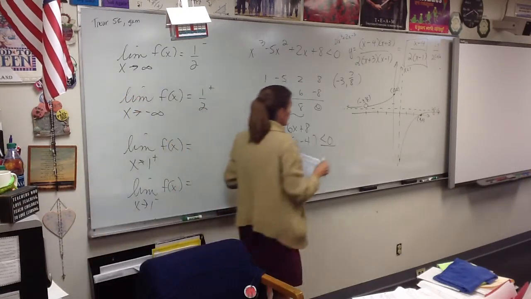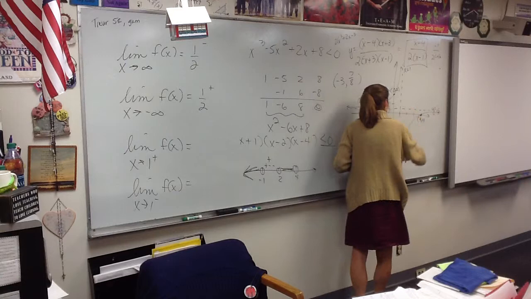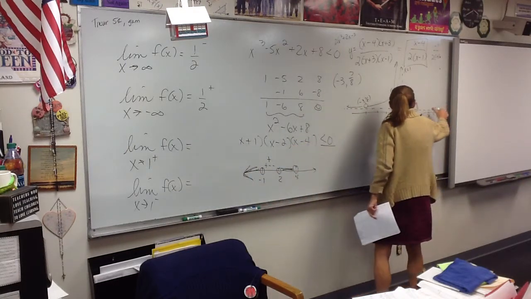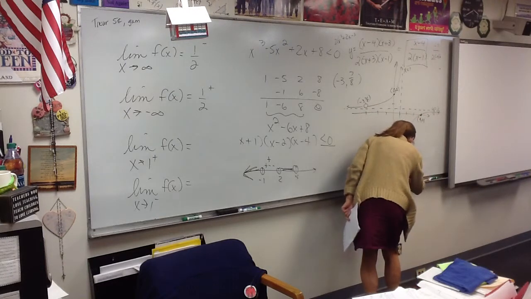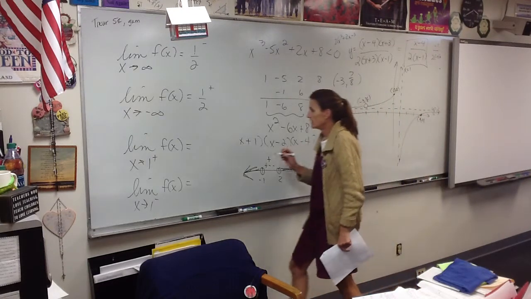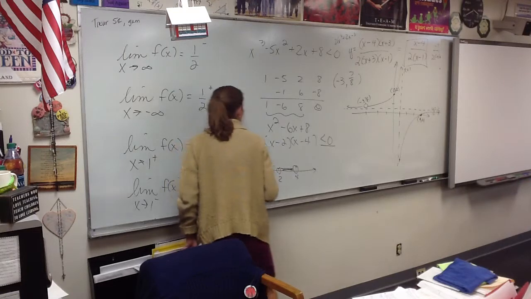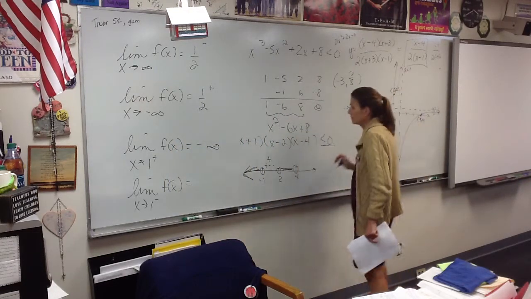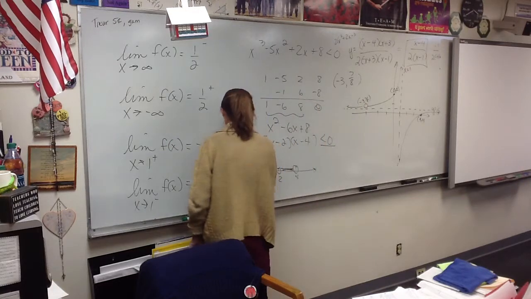Now what about as we approach our vertical asymptote? From the right side, as we approach our vertical asymptote, what are we doing? -infinity. How about from the left side, heading toward the vertical asymptote? Positive infinity.